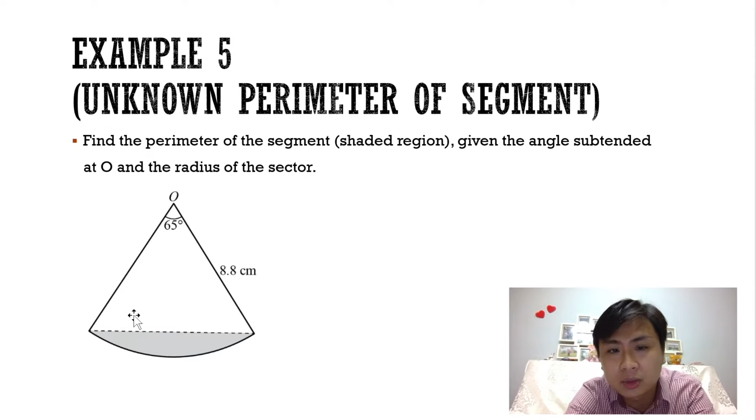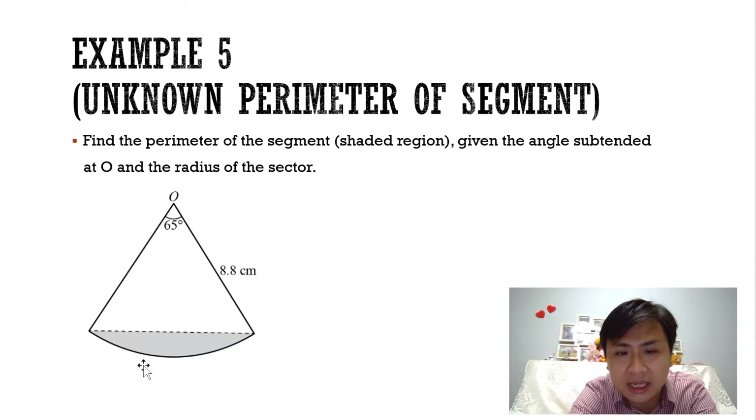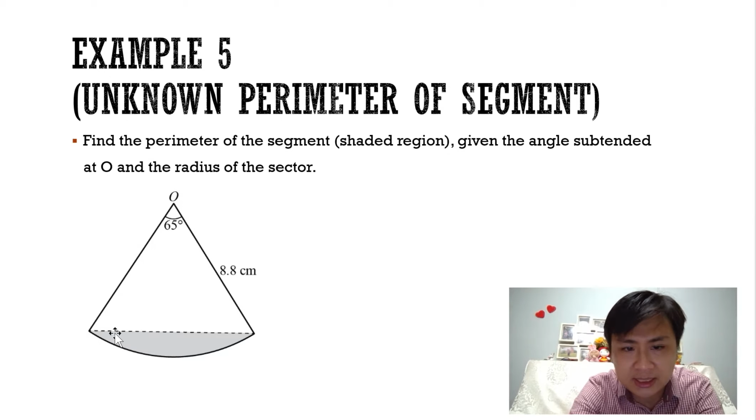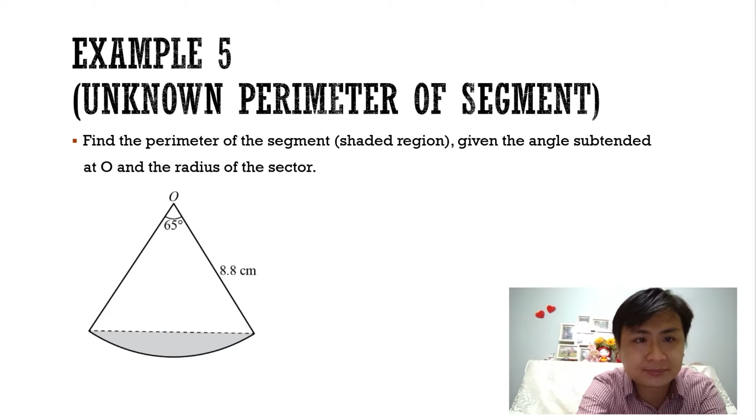Again, look at how many lengths we are interested in. The first length is the arc length. The second length is this straight line, the chord of the circle. So we are interested in 2 lengths. Let's calculate the arc length first.